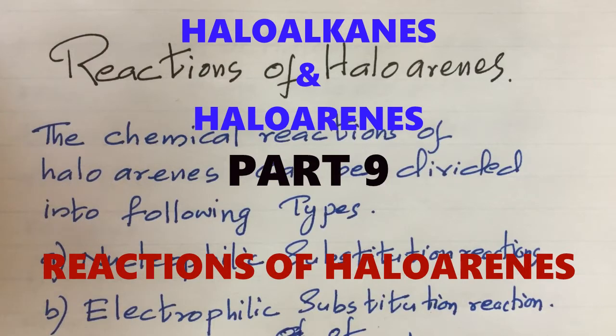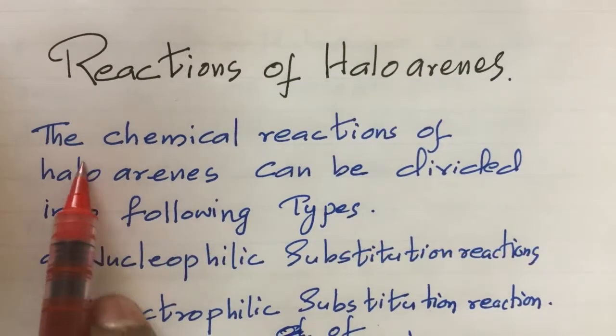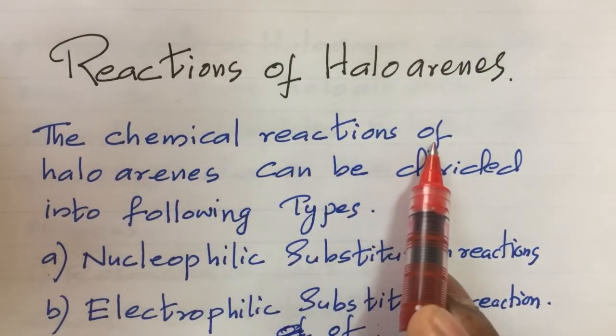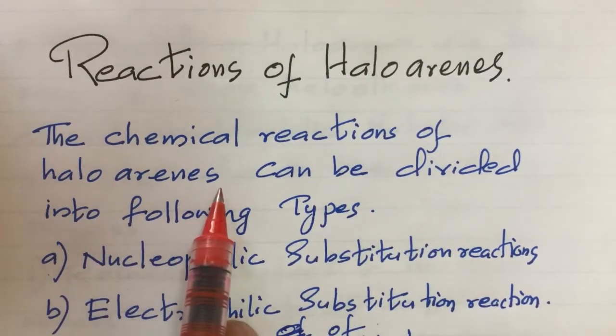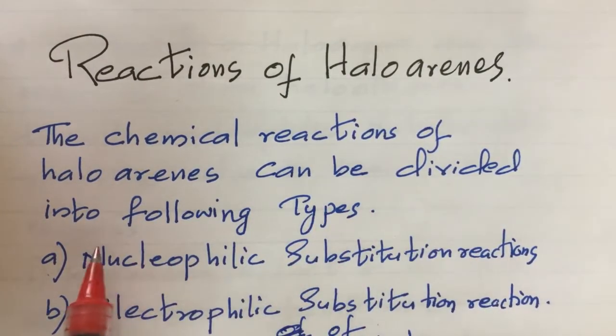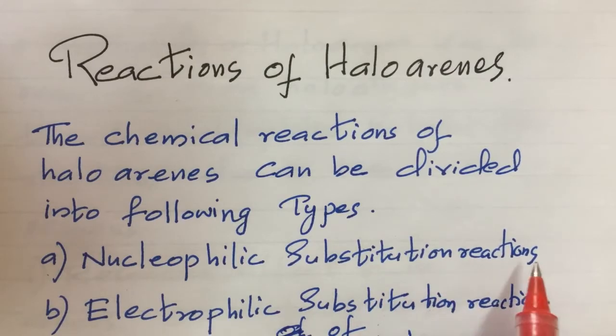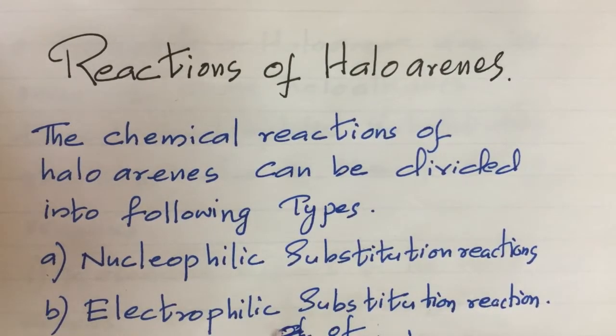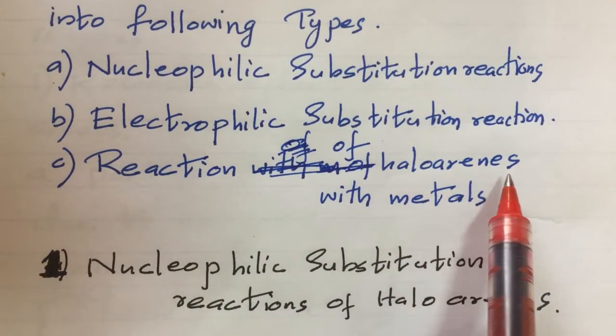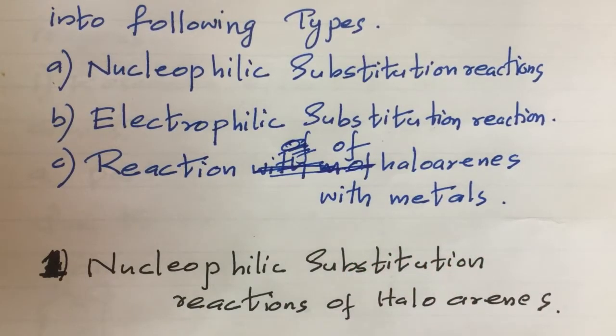Now I am going to teach you about chemical reactions of haloarenes. The chemical reactions of haloarenes can be divided into the following types: nucleophilic substitution reactions of haloarenes, electrophilic substitution reactions of haloarenes, and reaction of haloarenes with metals.